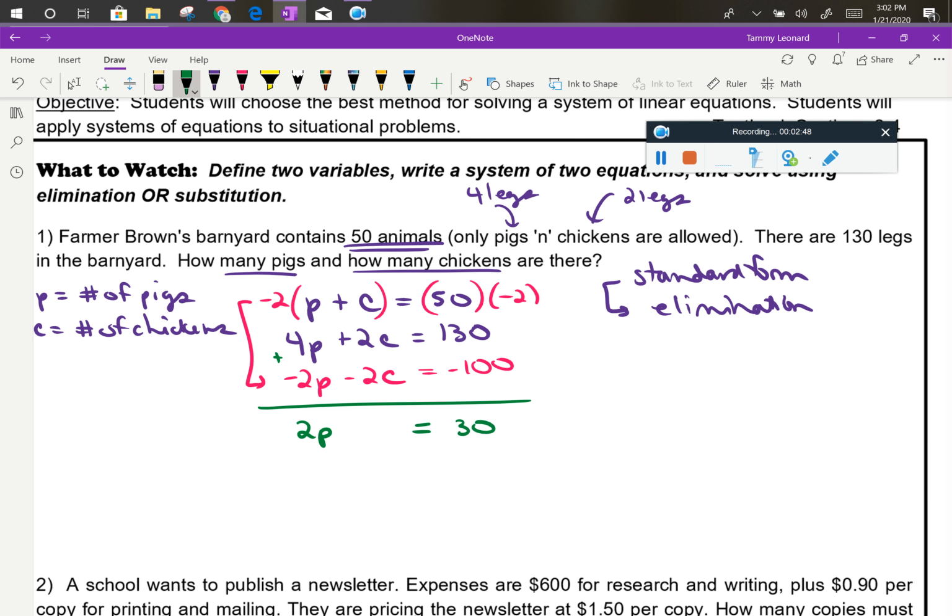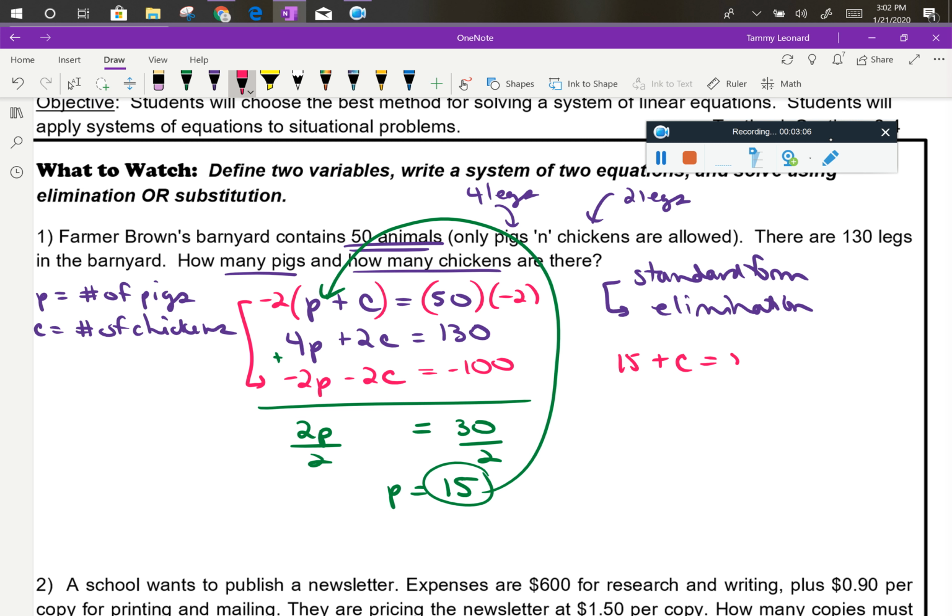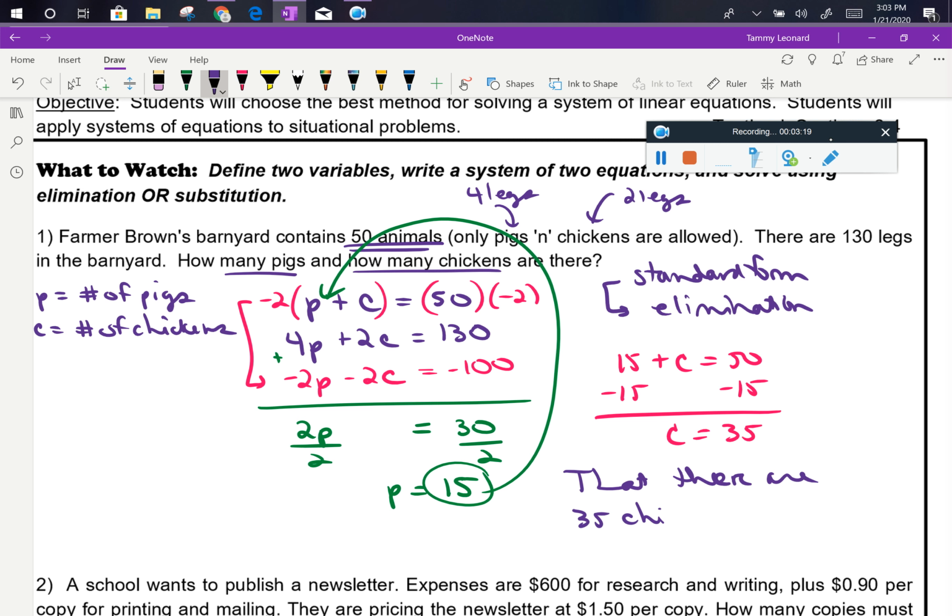I now have this very simple equation that I can solve for p. So I divide both sides by 2, and I find out that there are 15 pigs on this farm. Going back and looking at one of my original simple equations, I can substitute 15 for p. So 15 plus c equals 50. And if I subtract 15 from each side, c is equal to 35. So we can conclude that there are 35 chickens and 15 pigs on this particular farm.